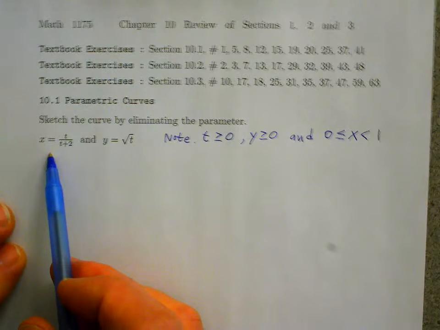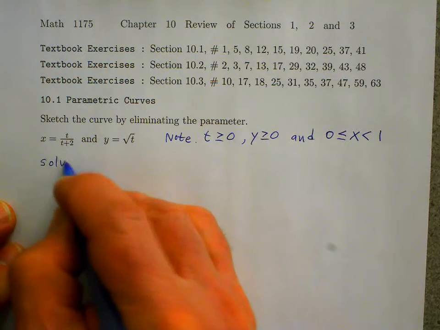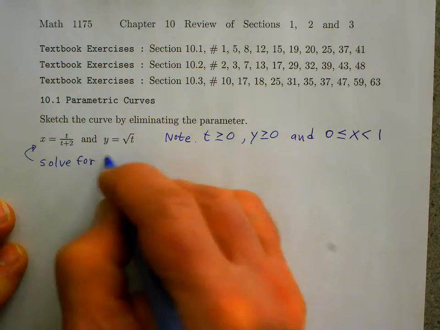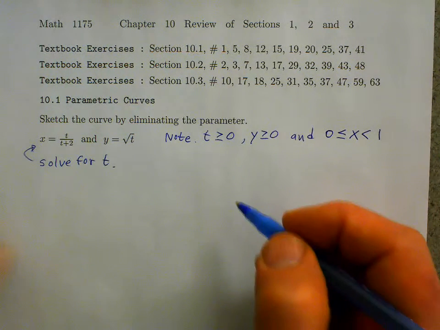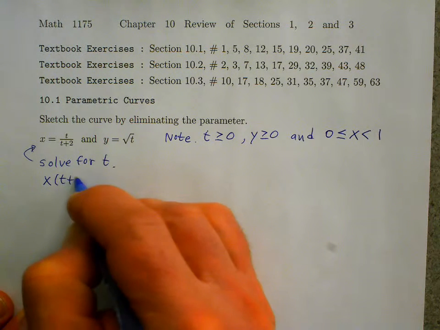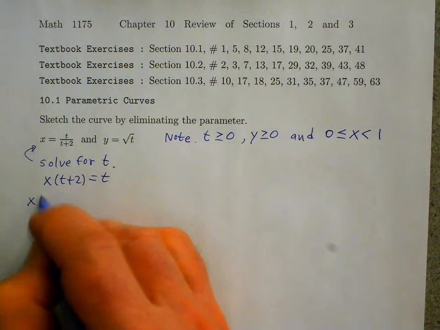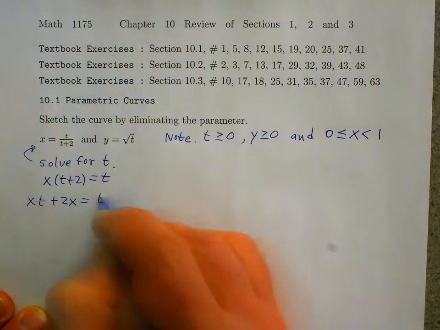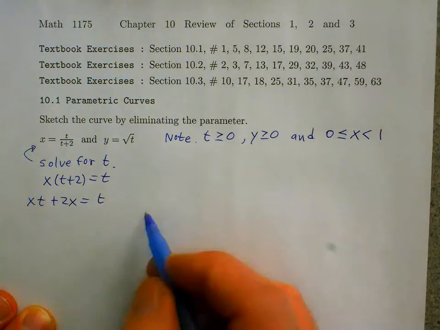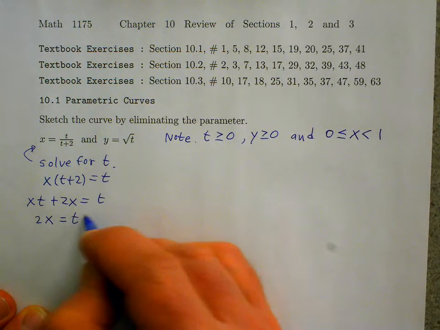Let's solve x for t. Solve this equation for t. So if we multiply both sides by t plus 2, we get x times the binomial t plus 2 equals t. Then xt plus 2x equals t. So we're solving for t. So we'll subtract xt from both sides. So 2x equals t minus xt.